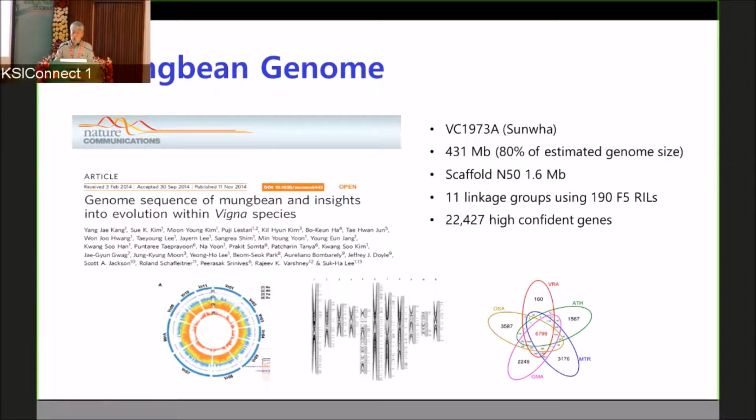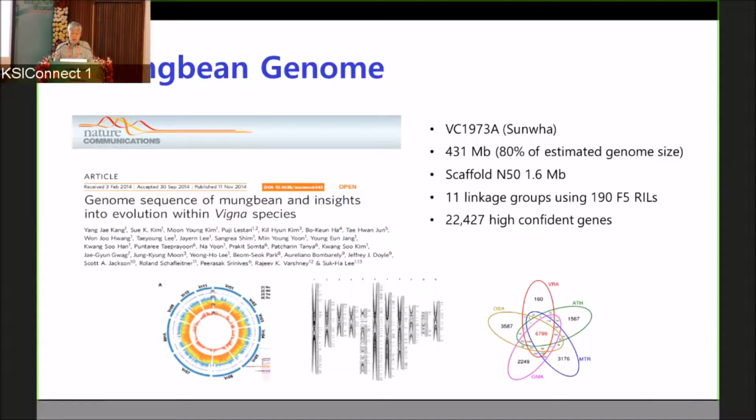And genotyping by sequencing was used for constructing a genetic map with 190 lines in the population. We constructed 11 linkage groups with about 1,300 SNP markers. And we were able to identify 22,427 high confidence genes in the mungbean genome.